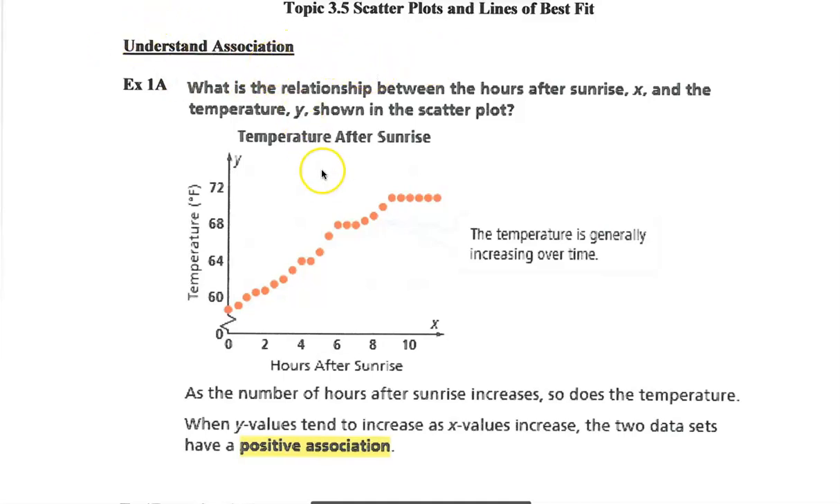So sometimes you have stuff like this, where as your x increases, so does your y. We call that a positive correlation. So an example here is hours after sunrise and the temperature, right? As the day goes on, it usually gets hotter for the most part until it cycles. But that's a positive correlation.